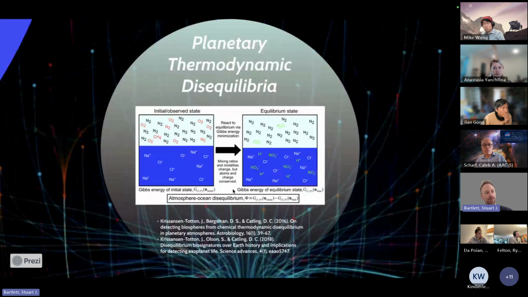Now, of course, another very prominent and promising approach, which Mike touched on a little bit, is measuring planetary thermodynamic disequilibria.